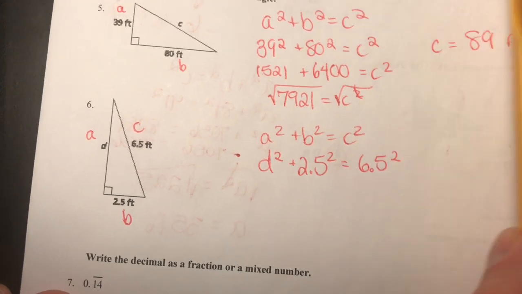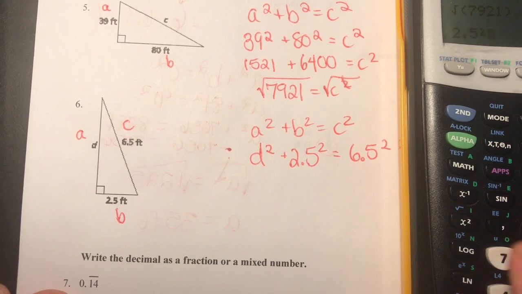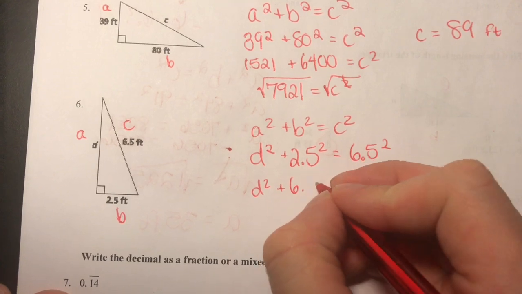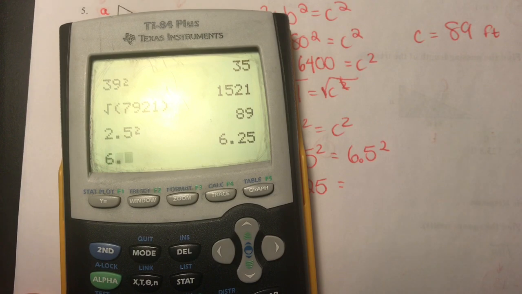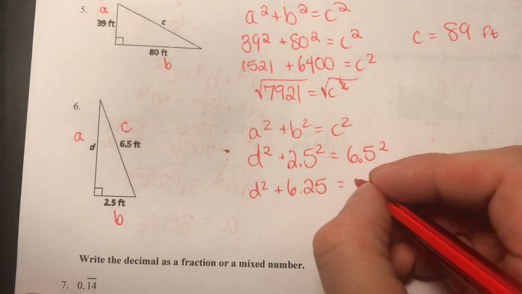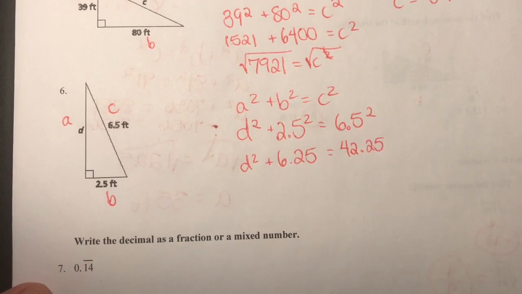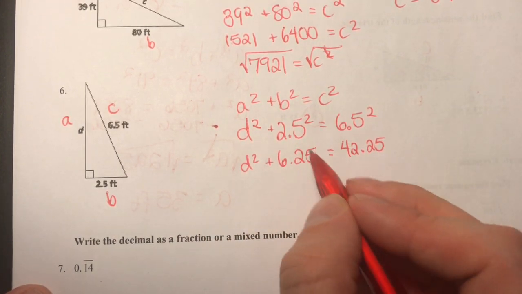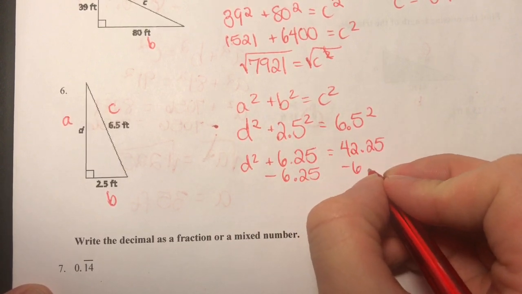Pretty sure 2.5 squared is 6.25? I don't know. 2.5 squared is 6.25. Look at that. D squared plus 6.25 equals 6.5 squared. What do I get? 42.25. That 0.25 is probably going to come in handy. Because D is not all by itself. In order to get D all by itself, I have to get rid of the squared and I have to get rid of the 6.25 floating around. Always get rid of the guy that's floating around first.